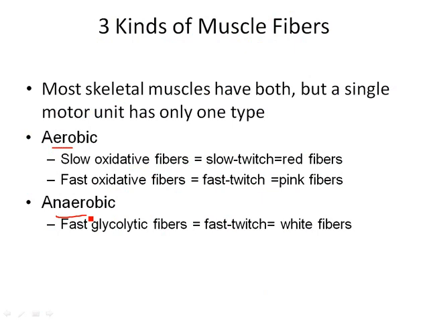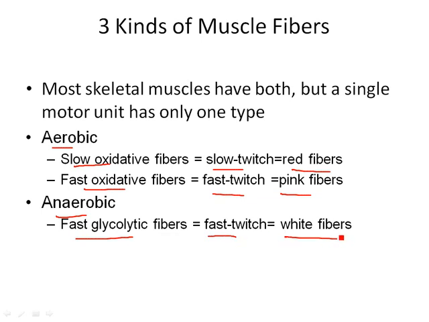Your aerobic fibers, we call your slow oxidative or your slow twitch, and they're your red fibers. Your fast oxidative, or your fast twitch, are your pink fibers. If you look at these fibers under the microscope, they actually have a color to them. And then your anaerobic, or your fast glycolytic, are also fast twitch, and they're white.